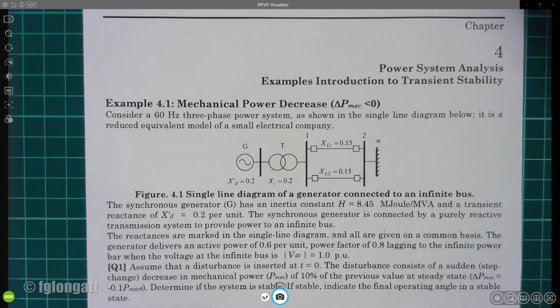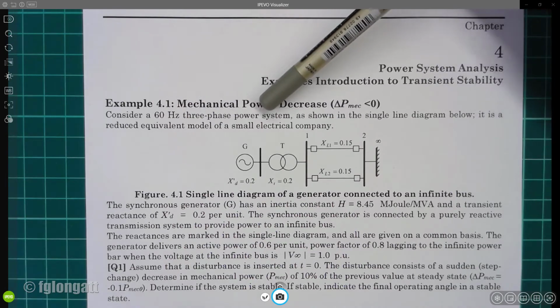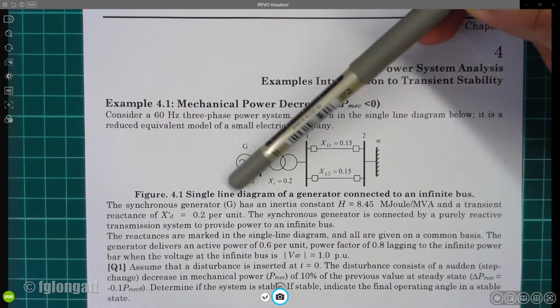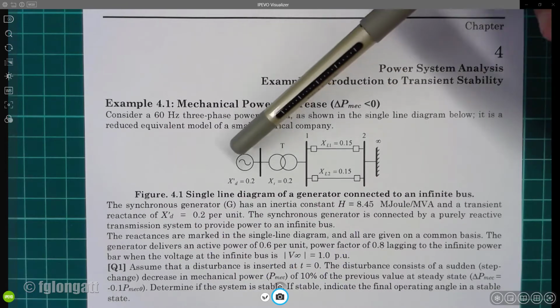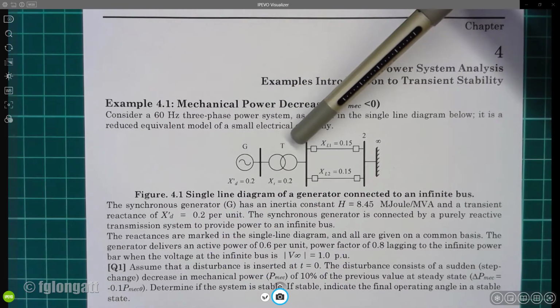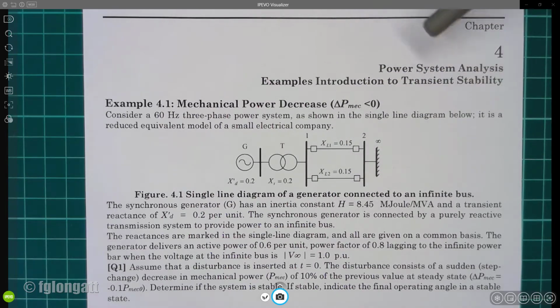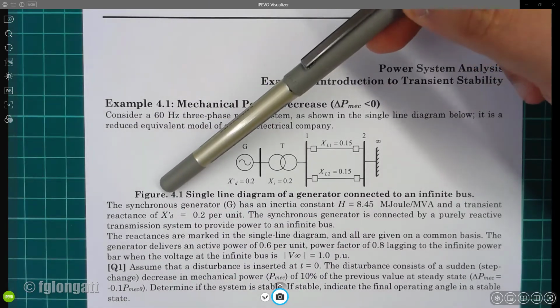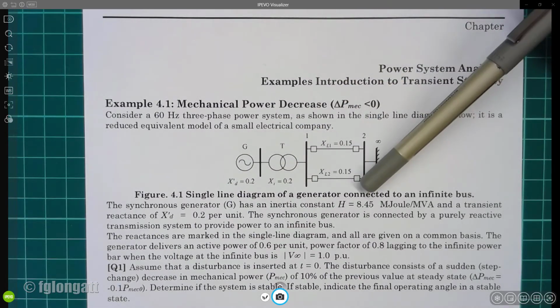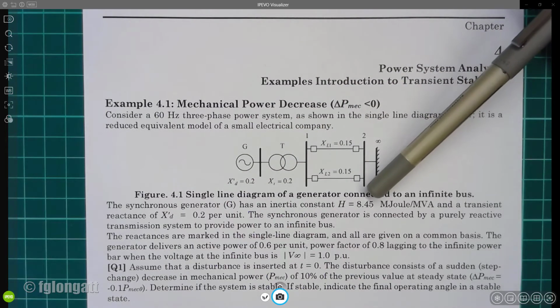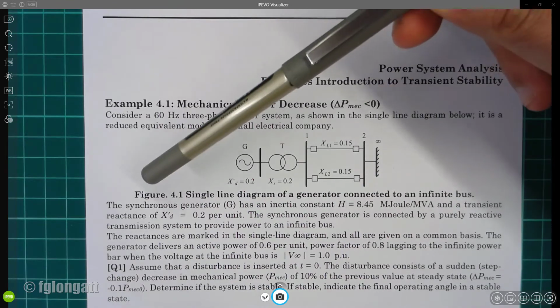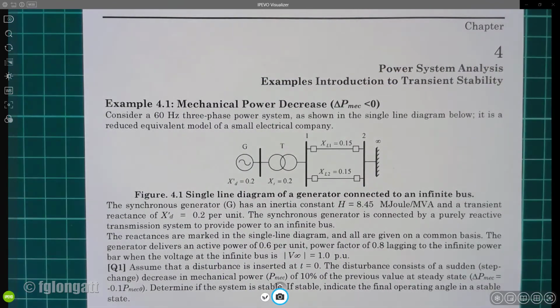Here we have, let's consider the 60 Hz three-phase system that is shown below. It's a very basic power system. There is a synchronous generator here, a step-up transformer going to two transmission lines in parallel, and then we are going to an infinite bus bar. This is a classical example of a single machine connected to an infinite bus bar. The generator's inertia constant is 0.45 megajoule per MVA, and the transient reactance is 0.2 per unit.